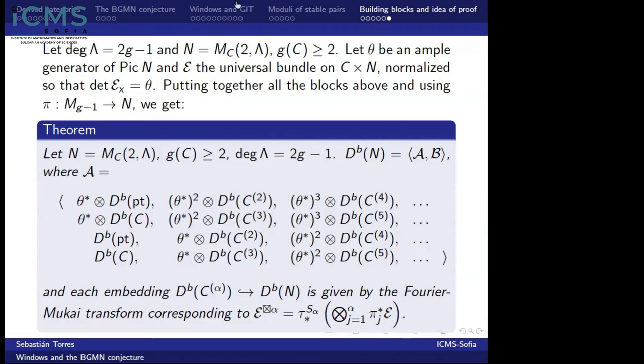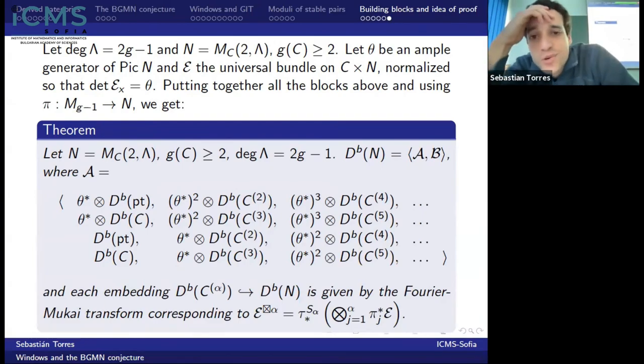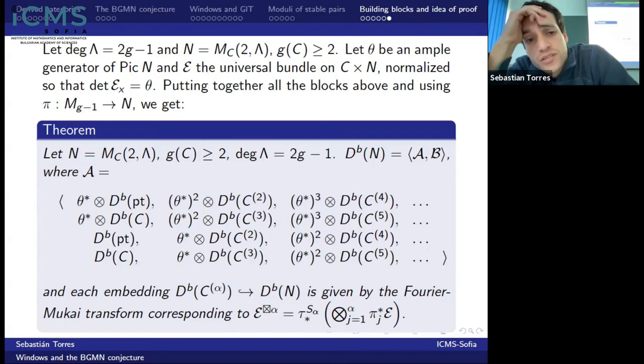There's something in the chat. Is there a similar progress on the symplectic Fukaya category side of this story? Not that I know of. We do understand some Landau-Ginzburg models, especially if the genus is 2. I don't know for genus at least 3.